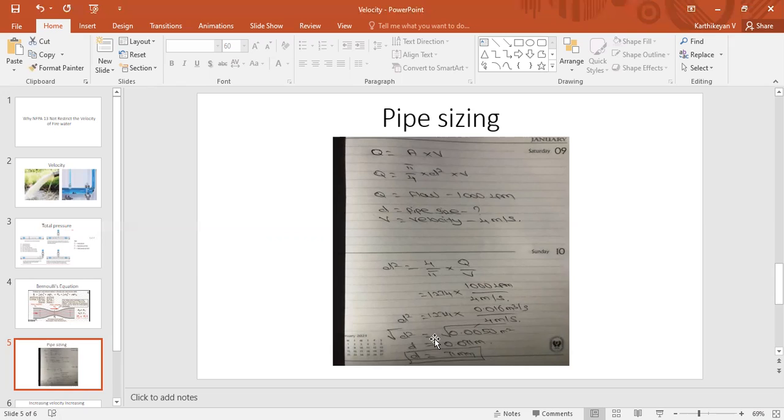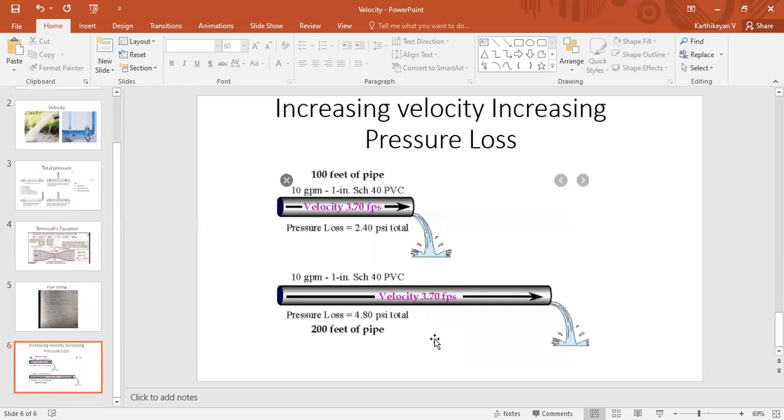Instead of 3 inch, if we put 1 inch, that means decreasing pipe size. Then what will happen? Decreasing pipe size will increase the velocity. If velocity increases, it simultaneously increases the pressure friction loss. Here you can see the image. Based on the velocity, the friction loss also will increase.